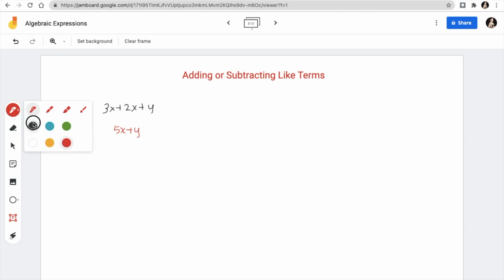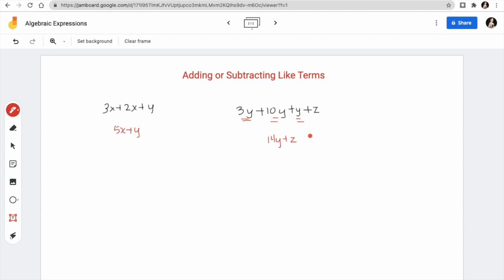So let's say you're given 3y plus 10y plus y plus z. If you look at this algebraic expression, the first term, the second term, and the third term are the same. So I can just add them: 10 plus 1 plus 3, I have 14y plus z.